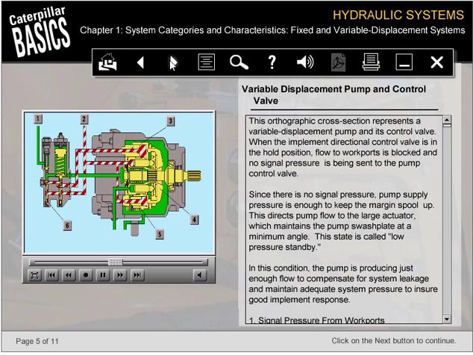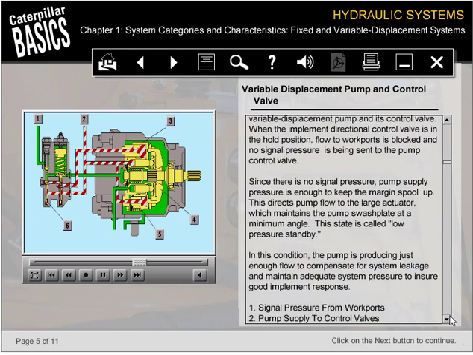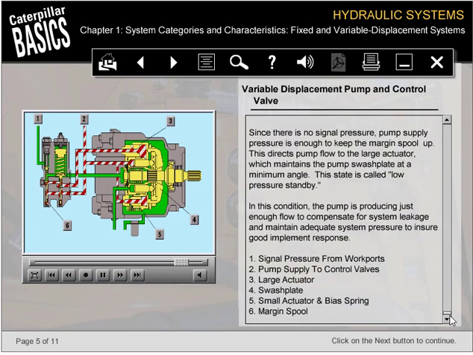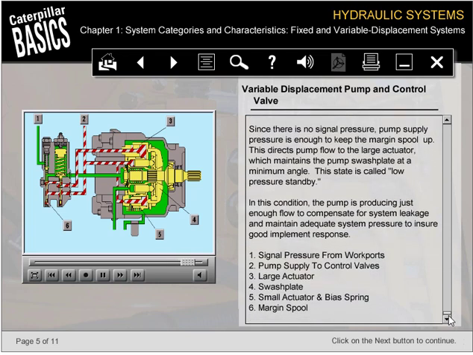When the implement directional control valve is in the hold position, flow to work ports is blocked and no signal pressure is being sent to the pump control valve. Since there is no signal pressure, pump supply pressure is enough to keep the margin spool up. This directs pump flow to the large actuator, which maintains the pump swash plate at a minimum angle. This state is called low pressure standby. In this condition, the pump is producing just enough flow to compensate for system leakage and maintain adequate system pressure to ensure good implement response.